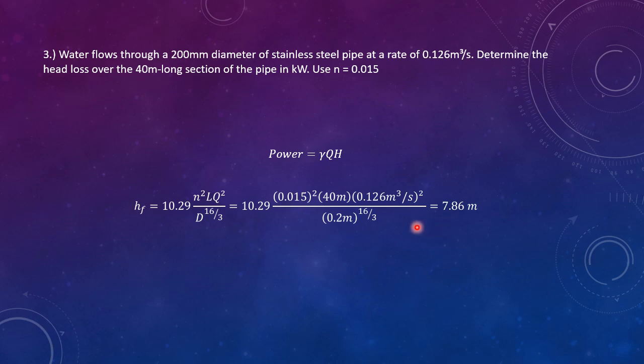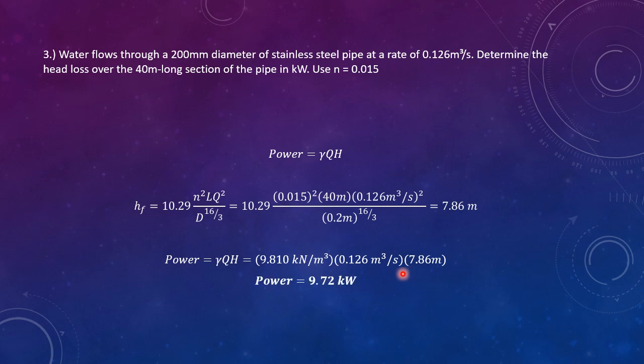Now we're ready to solve for power, wherein the gamma of water is 9.81 kilonewtons per cubic meter, the flow rate is 0.126 cubic meter per second, and the head loss is 7.86 meters. The resulting unit of the power is in kilowatts, and that is equal to 9.72 kilowatts. Final answer.